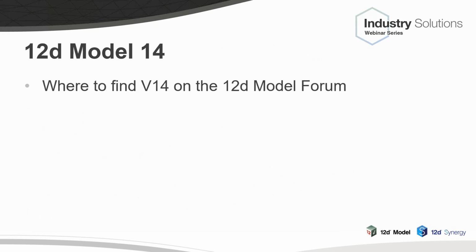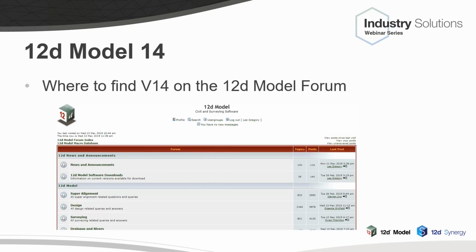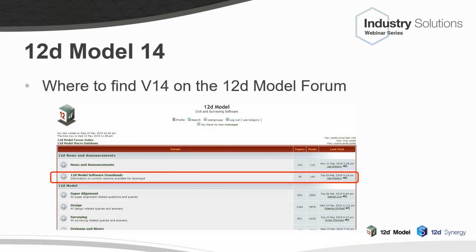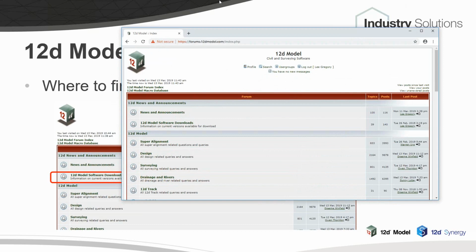So where do you find it on the 12D Model forum? Well, basically, there's a section there when you go on there called 12D Model Software Downloads. If you click on that, that will take you to where you get all the things and information to download. I'm just now wandering to my other screen to bring up the actual forum. So there we have it, software downloads.